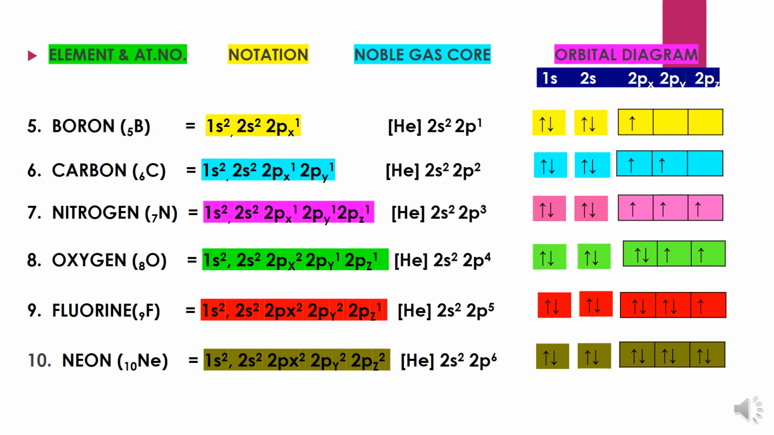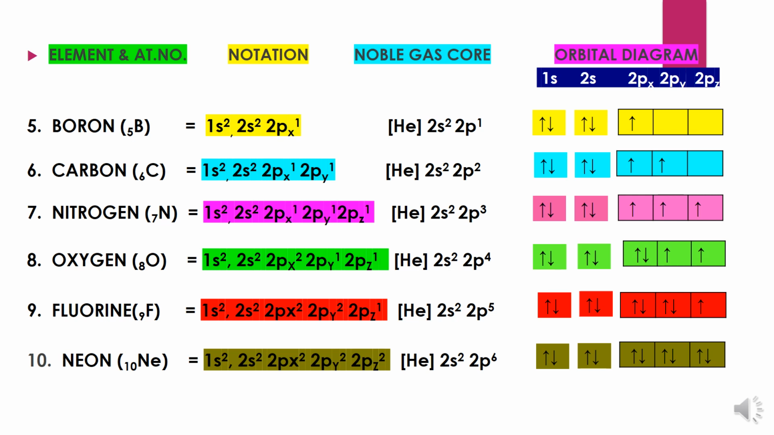And always remember, you must write these arrows in the same direction for all degenerate orbitals. This is according to Hund's rule of maximum multiplicity. Then oxygen, now the pairing will start with the 8th electron. In px you will start pairing, then fluorine and then neon.